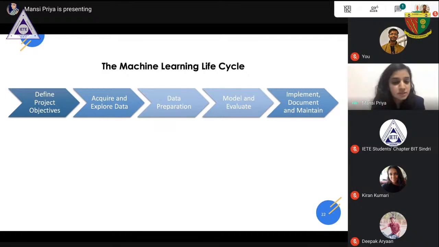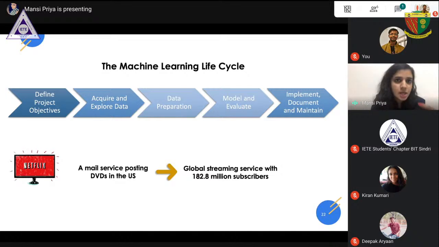We will take a use case of Netflix. So we all know Netflix, what it is now, but I don't know if you know this, that when Netflix started, it was just a mail service which posted DVDs in the US. But now you can see that it is a global streaming service with around 182.8 million subscribers. So how did Netflix reach this position? It was due to the application of machine learning.